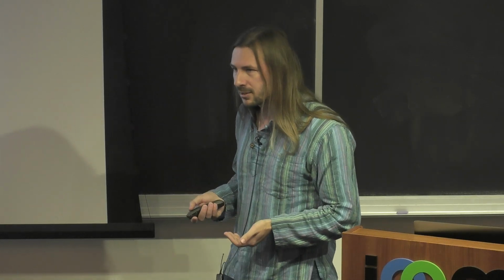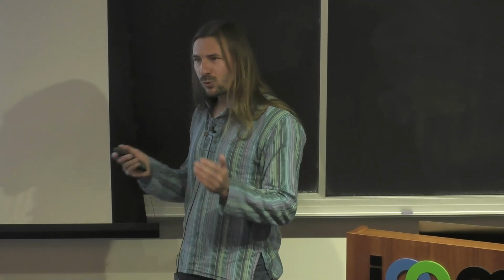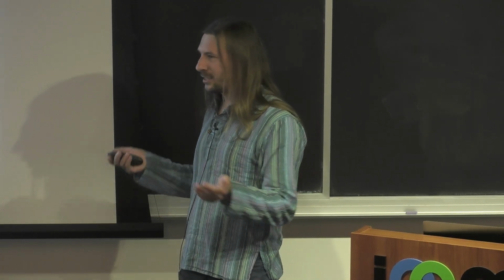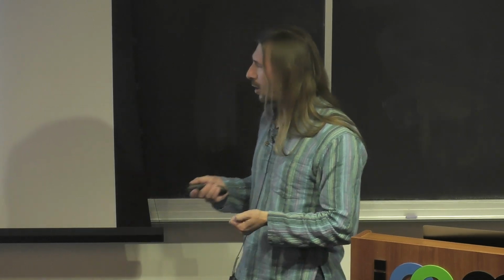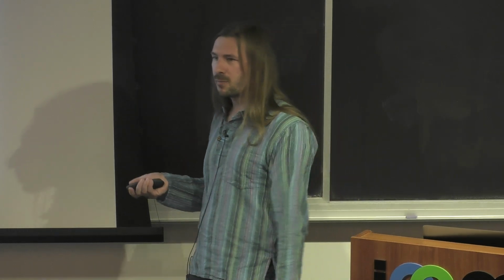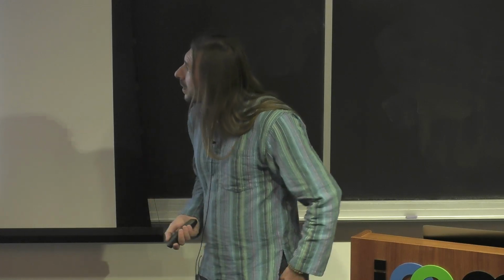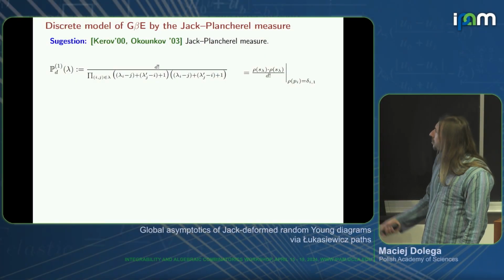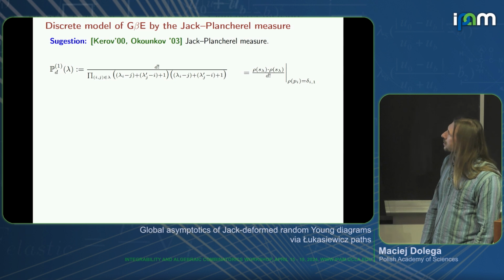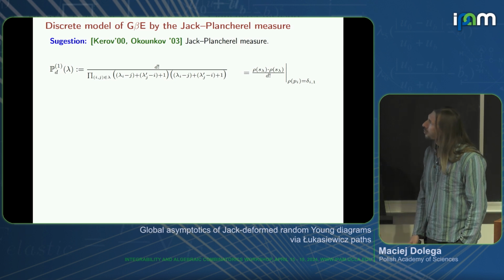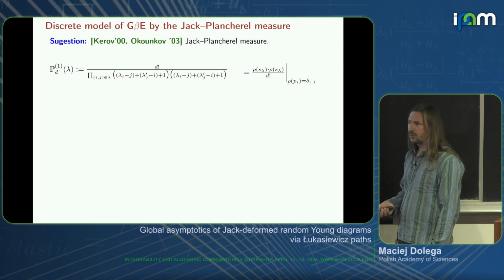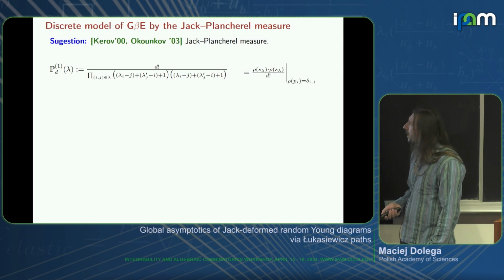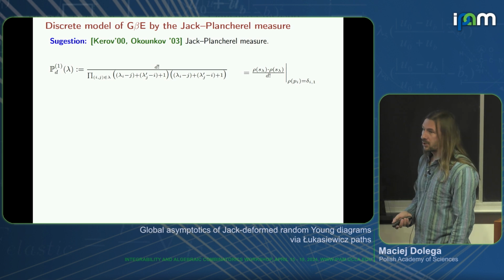Once you have this, you can ask yourself a question. What would be a perfect discrete counterpart of Gaussian beta ensembles? In other terms, how do we incorporate a one-parameter deformation into this picture? This is a very natural question, and it was suggested first by Kerov and then also by Okounkov that you should work with something called the Jack-Plancherel measure. So what is the Jack-Plancherel measure?